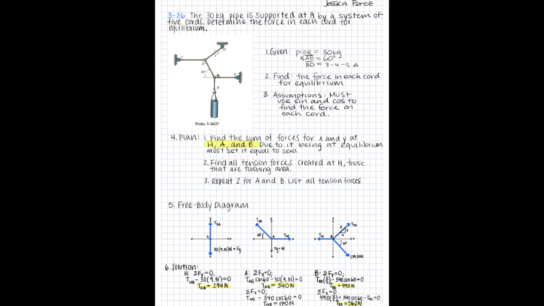For B, the Y component, the tension from BD equals 490, and for the X component, that tension from BC equals 562. And that is how you solve this problem.